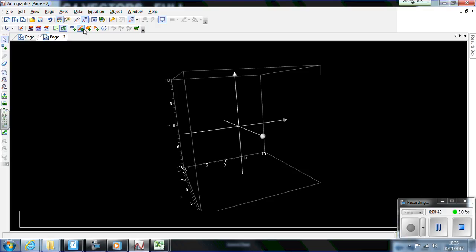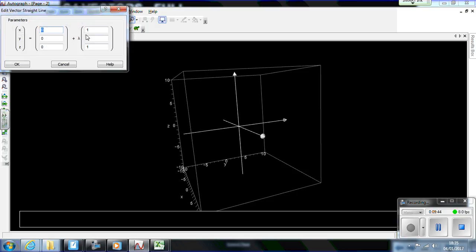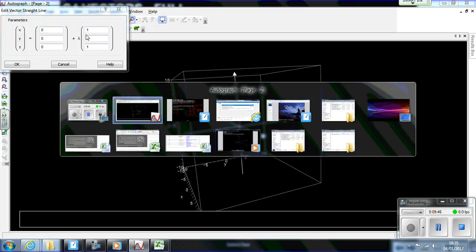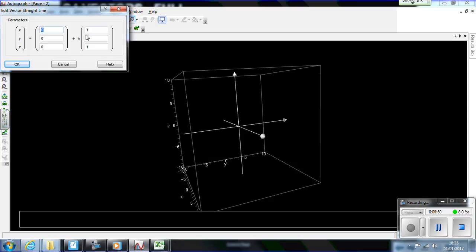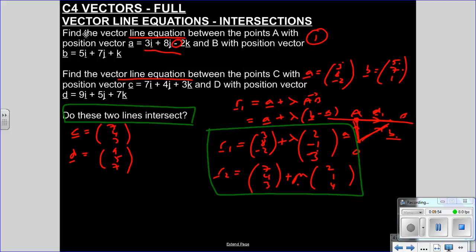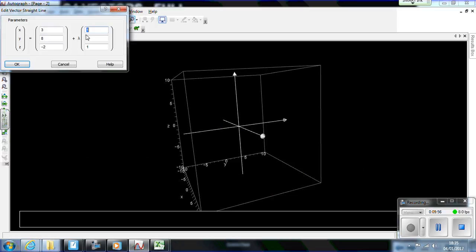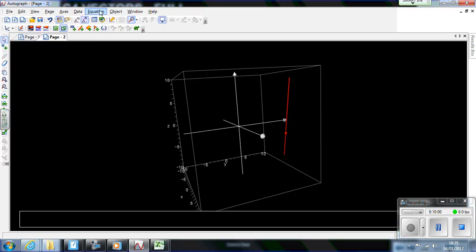Cool. So our first line was 3, 8, minus 2, and the direction vector was 2, minus 1, 3. Bang. Next one.